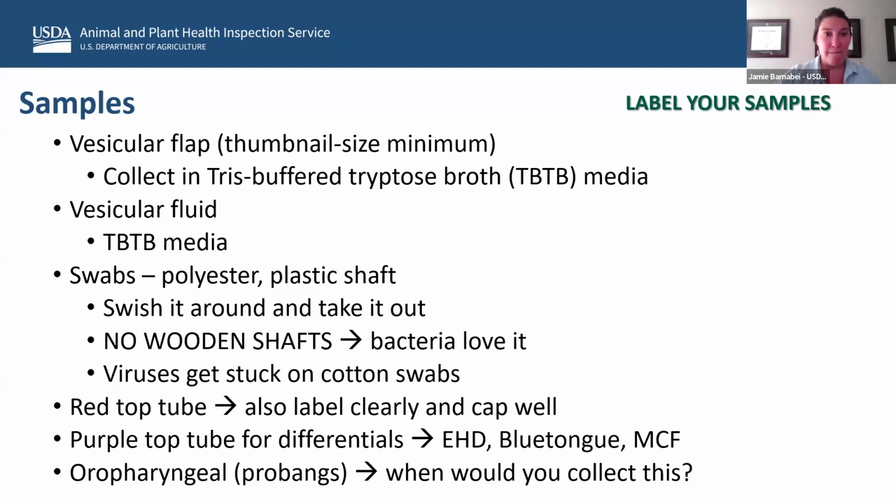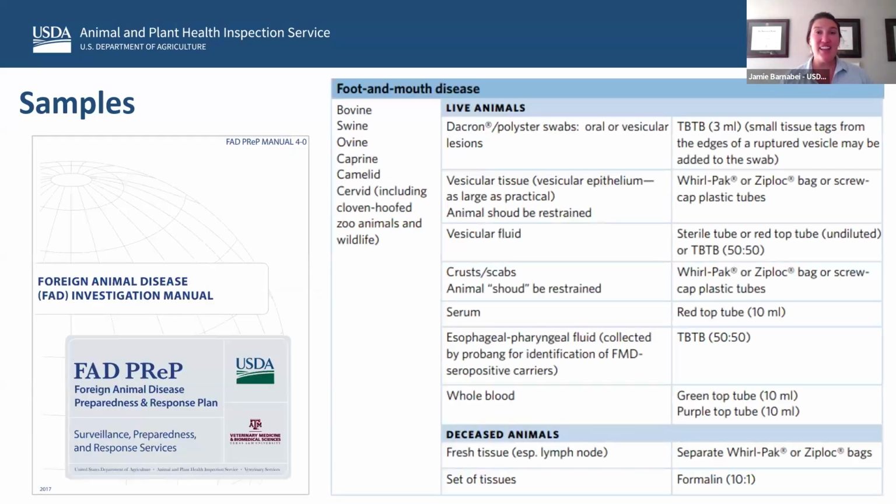Nicely done, guys. But before you go out for any investigation, this is our plug for your FAD investigation manual. Always, always, always give this a review before you head out into the field, just to make sure that you've got the right supplies, that you're prepared to collect the right samples, so that when you get out there, if it's not necessarily an ideal situation, and it never is, you've got backups and you're prepared with all of your supplies.